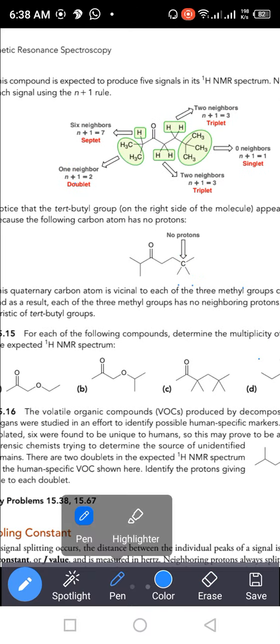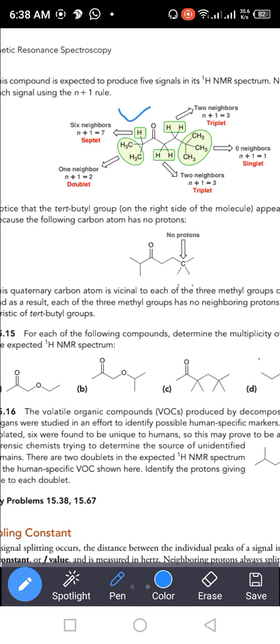So look at this pattern carefully. First we focus here on the single proton. In proton NMR, when we talk about the proton chemical shift value, we look at the neighboring protons. This single proton has 6 protons as neighbors. These are the 6 protons in the neighbors. So the n plus 1 rule says there must be a septet, because with 6 protons in the neighbor and plus 1 we add, a total of 7 peaks will be obtained for this single proton.